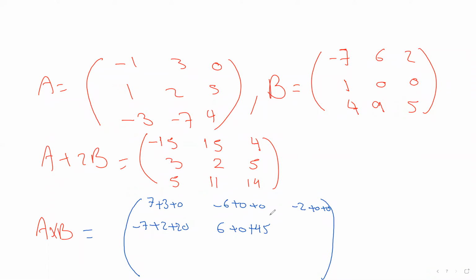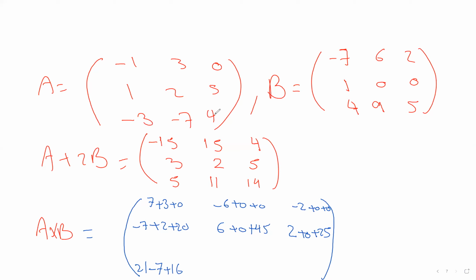Concentrate and check the answers with me, because I might make mistakes. 1 times 2 is 2, 2 times 0 is 0 plus 25. Is it right? The third row by the first column to get the first item in the third row: negative 3 times negative 7 is 21, negative 7 times 1 is negative 7, 4 times 4 is 16.